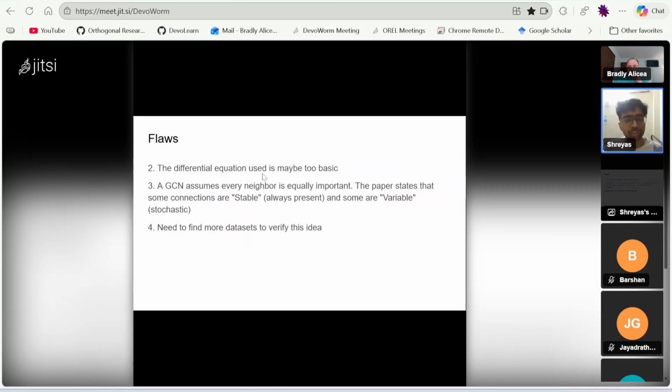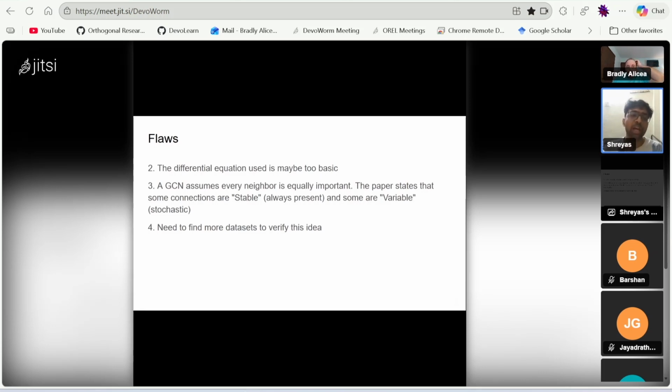Again, the flaw is that the differential equation I use is too basic. It's just dz by dt equal to some MLP, but there can be degree 2 connections as well. So I intend to use a better differential equation. The third thing is that the GCN assumes every neighbor is equally important, whereas the paper states that some connections are stable and always present, whereas some connections are variable, which is stochastic. So I need to find a way around this. This part I didn't write here. I was thinking I can use a graph attention layer, added somewhere in the graph, to pay attention to which neighbors are actually important and which are not that important.